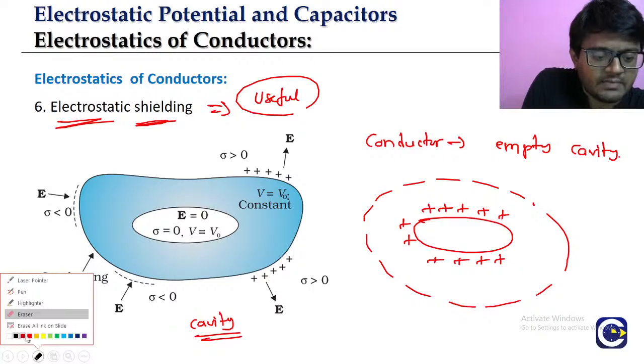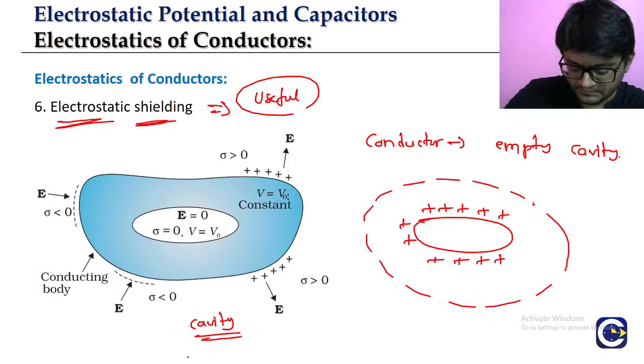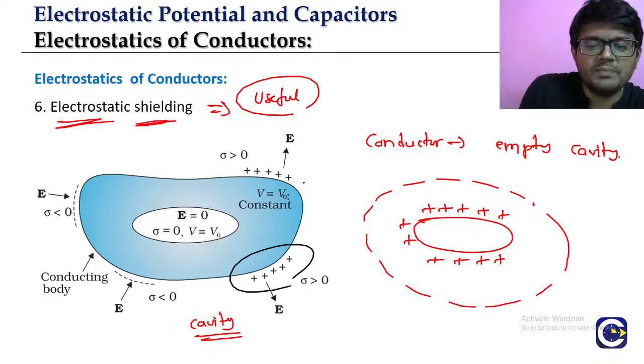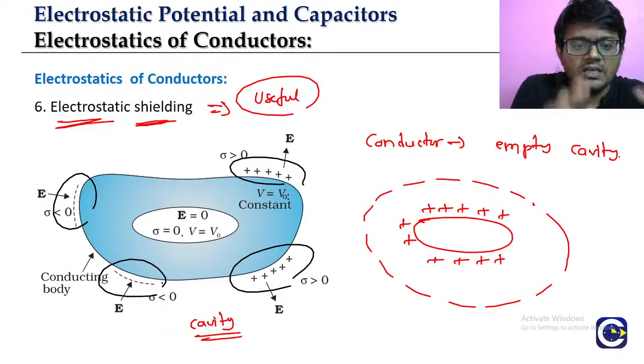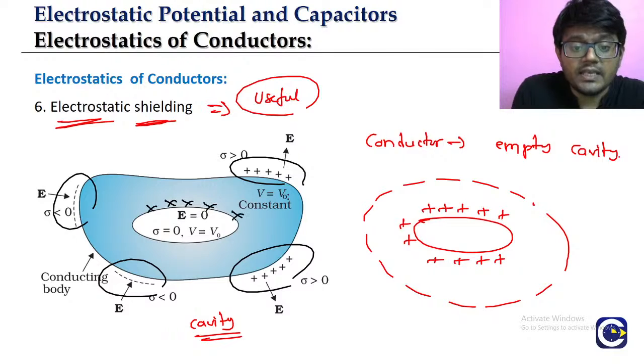Now if we give a charge to this conductor, where will it reside? Only on the outer surface. Negative charge may be in one place, positive charge somewhere else, but the charge given to the conductor will be only on the outer surface. It will not go inside, and will not even accumulate on the boundary of the cavity.